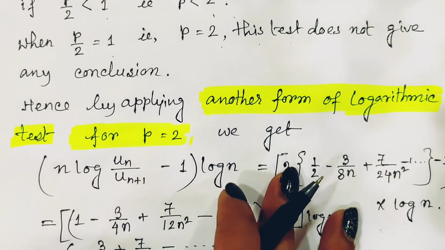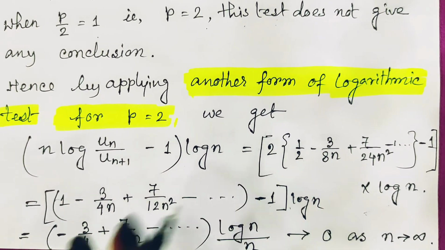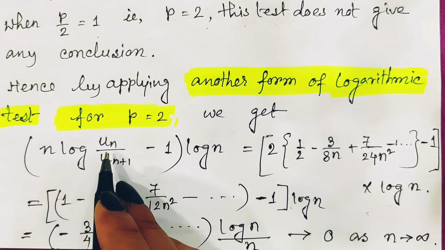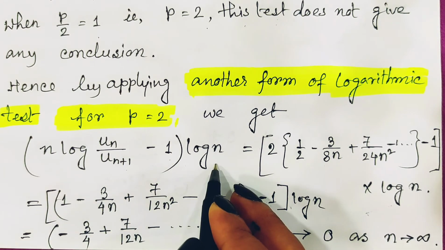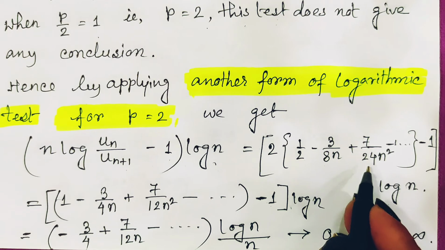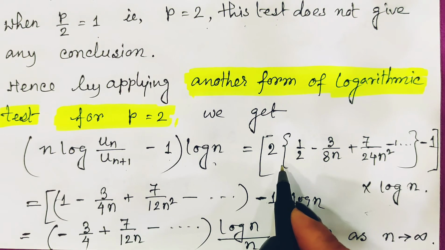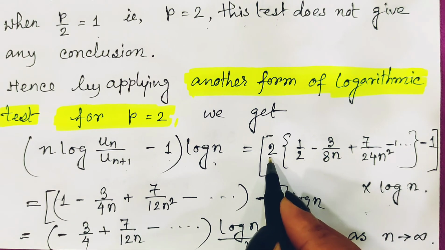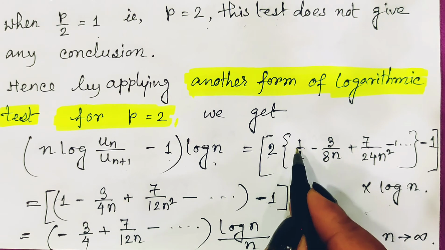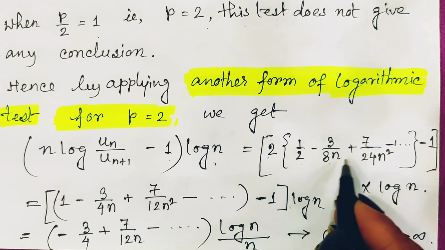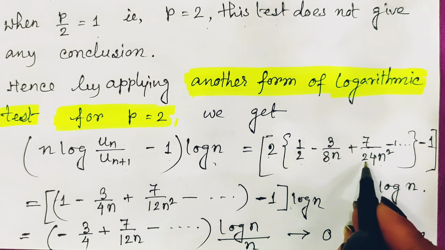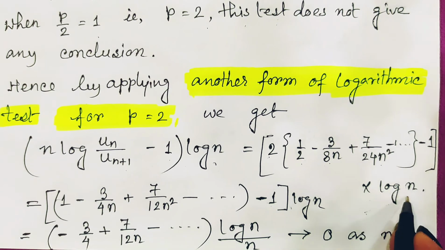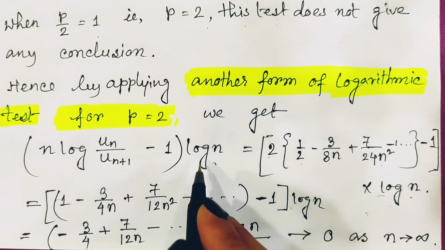So what is this form? It is n into log of (un by un plus 1) minus 1, into log n. If we do so in the given function, just observe, instead of p we should substitute 2. So after that it is 1 by 2 minus 3 by 8n plus 7 by 24n square, and so on, in this way the entire series, then minus 1 into log of n.